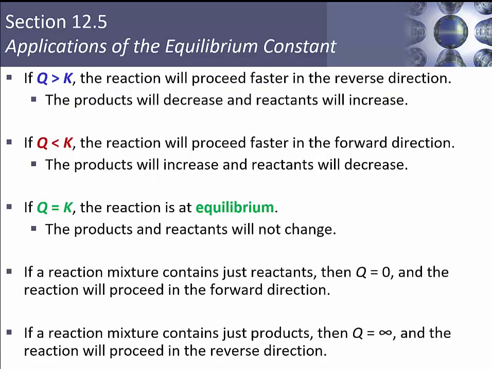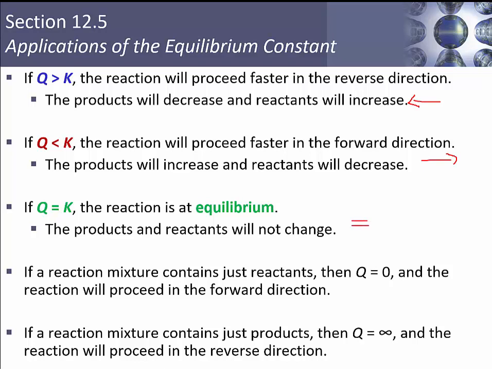If Q is bigger than K, the reaction will proceed faster in the reverse direction. The products are going to decrease and the reactants will increase. If Q is less than K, the reaction will proceed faster in the forward direction. The products are going to increase and the reactants will decrease. If Q is equal to K, you're at equilibrium and there's going to be no change.